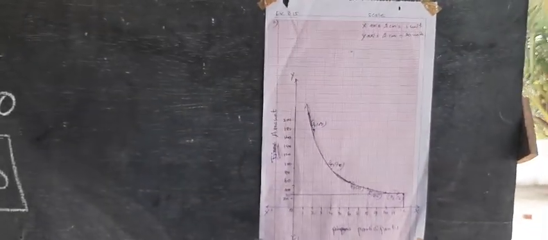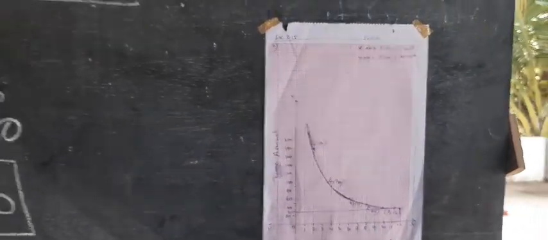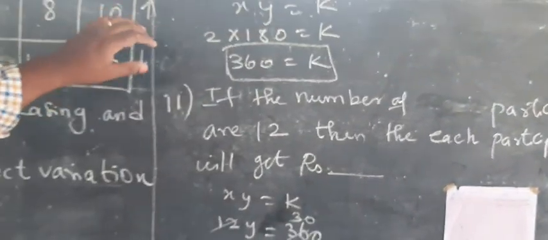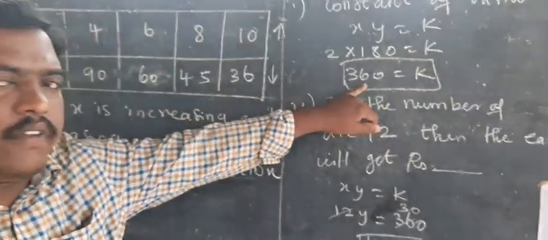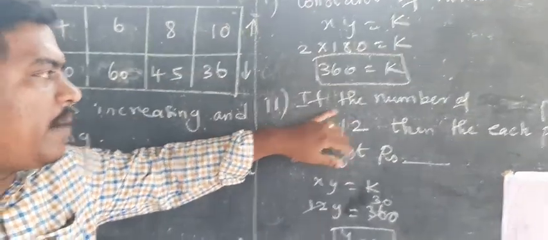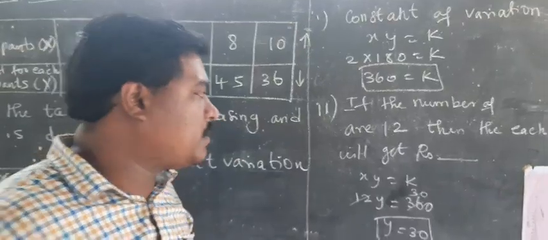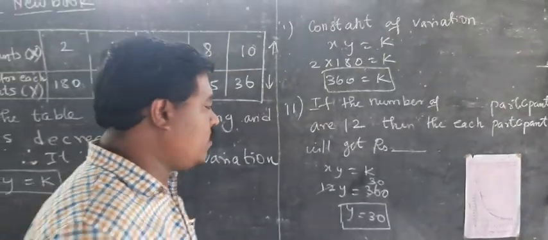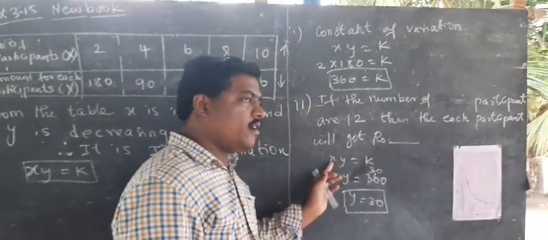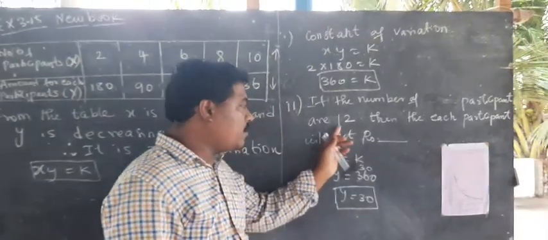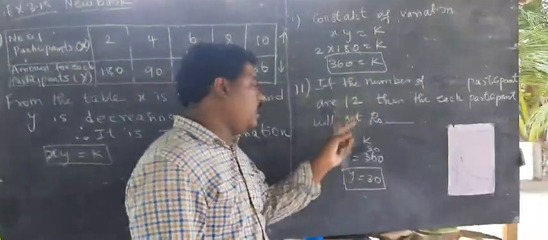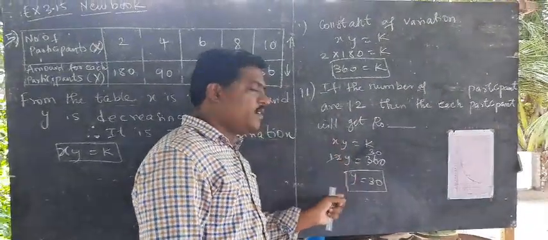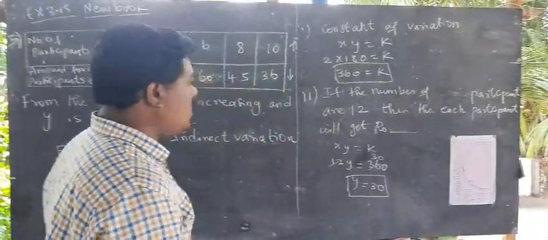We will send the graph sheet properly on WhatsApp, so don't worry. So see how we find the constant term. By using the formula xy equal to k, we find the constant value, and then if the number of participants is 12, what each participant will get is what they are asking. We know x is 12, xy equal to k, we already found k is 360, substitute the value for x, cancel, and we get y equal to 30. That's all, take down. Thanks.